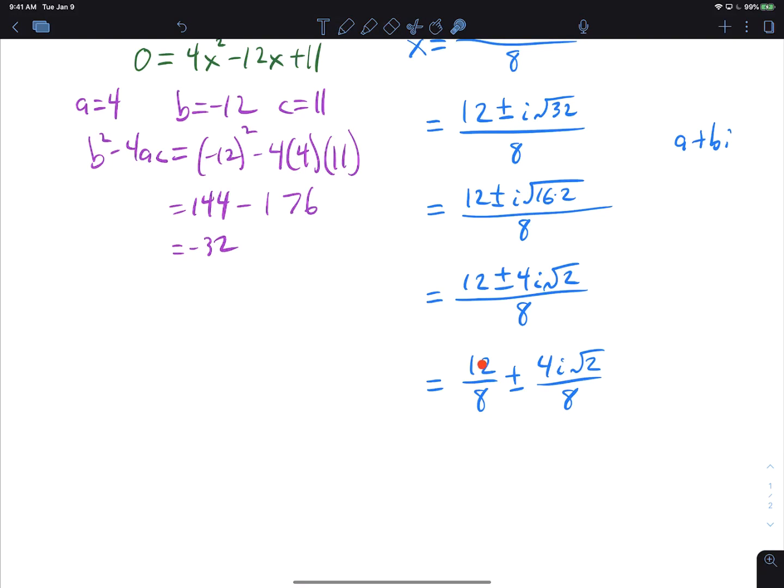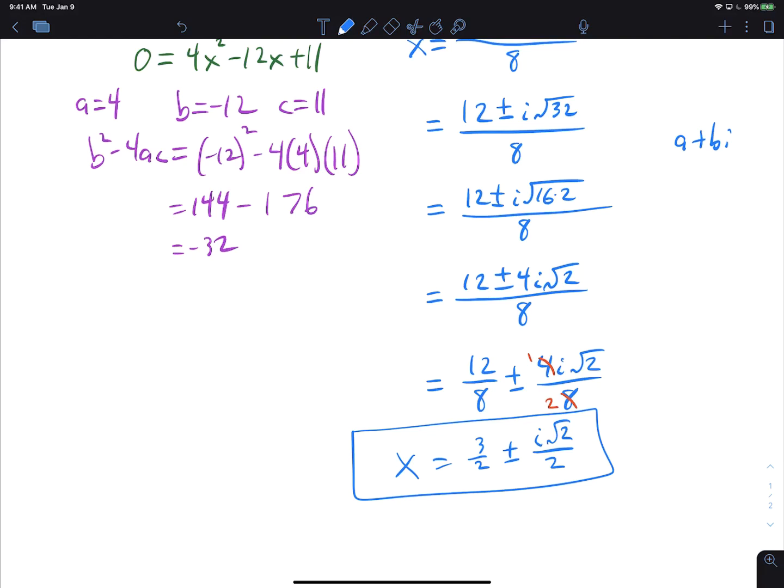And then simplify. 12 over 8 simplified is 3 halves, plus or minus, and then 4 over 8 simplified is 1 over 2. So in other words, this 4 becomes a 1, and the 8 becomes a 2. So we have i root 2 all over 2. And be careful, do not cancel this 2 with this 2, because only radicals affect other radicals. This is a radical, this is not a radical, they don't affect each other. And there you go. This is your solution, or technically your two solutions.